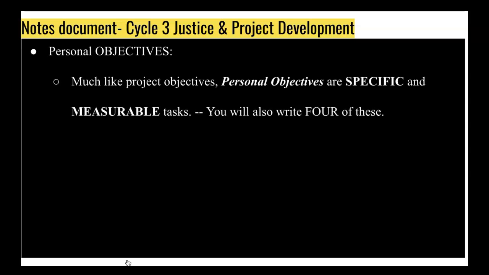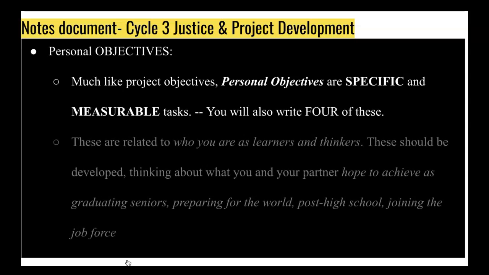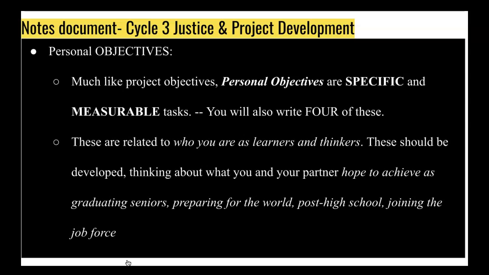Then we continue back to notes after they've had some time to talk about each of those. Now we're going to give them notes on their personal objectives. Their personal objectives are specific and measurable. They'll also need to write 4 of these. They're related to who they are as learners and thinkers.